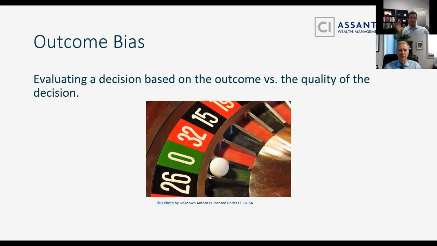I may think it was because, well, hey, I won. I doubled my money, or I made a ton of money from roulette. But there's a reason in reality that the house always wins. So the quality of that decision may not have been very good. However, it did actually pay off. So that's the idea of outcome bias. We're evaluating our decision based on what happened versus was it actually a good decision or a well thought out decision. When investing, Derek, I think you have a good example of outcome bias when it comes to investing.